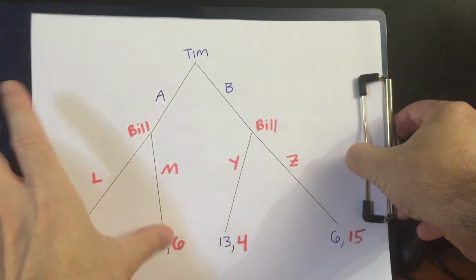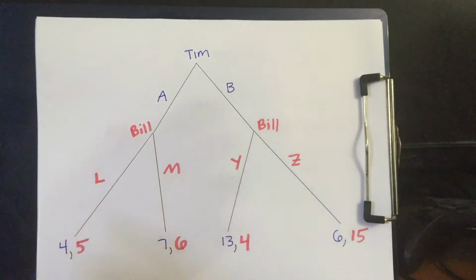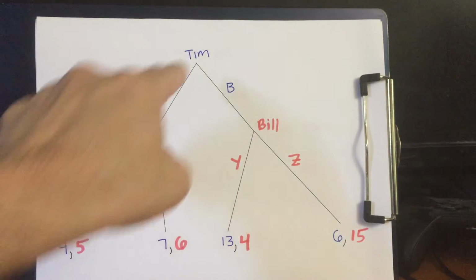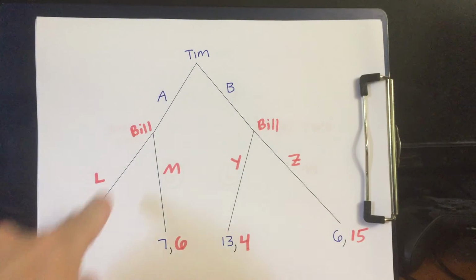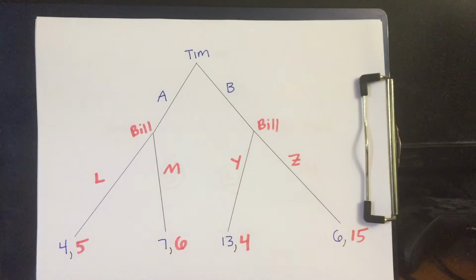Okay, let's consider another game. Now, instead of labeling them player 1 and player 2, I've labeled Tim and Bill. But in terms of the payoff, Tim, since he moves first, he gets the first number, whereas Bill gets the second number. Okay, why don't you pause this video and figure out what's going to happen.